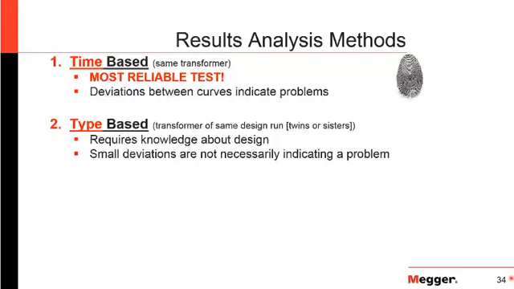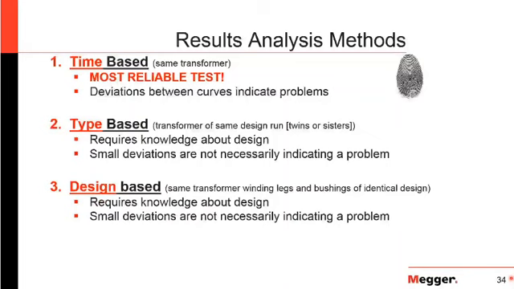Then, as I said, the last thing is a design-based test where you're going to compare the phases to each other and see what's going on. So same thing, small deviations aren't necessarily a problem. It could just be based on the design. But if they line up to each other, then you've got a good transformer there, physically, mechanically inside, the windings are similar and doing well.